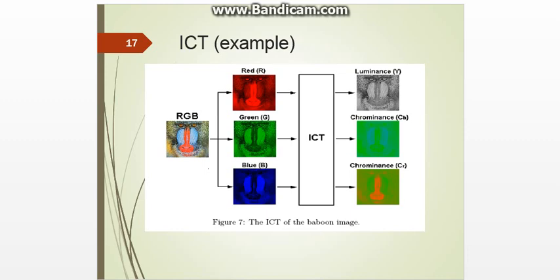Now the ICT example is as shown in the figure, where the original image, consisting of the RGB components, undergoes the irreversible component transformation to produce the luminance Y, the chrominance CB and the chrominance CR signals.